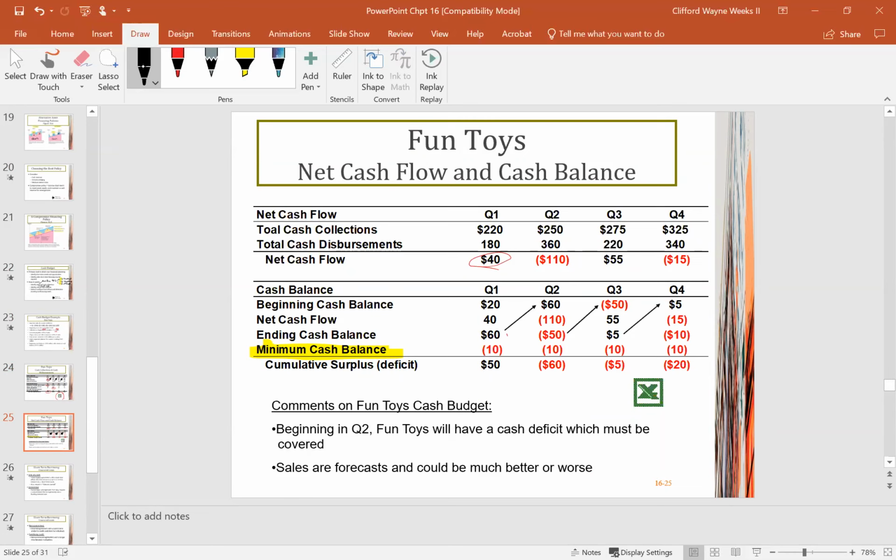It's just a safety factor. And so what happens is that you see that, in the second quarter, we actually run a deficit. We're $60,000 under what we need. This is where our treasurer steps in and says, hey, so that we don't break any loan covenants, we need to go out there somewhere and borrow some money.